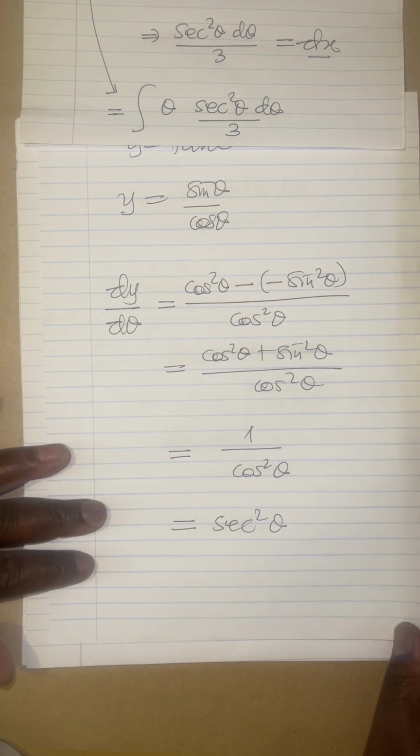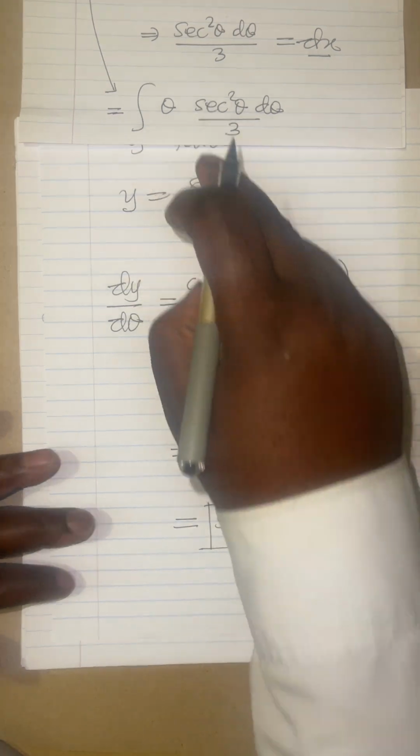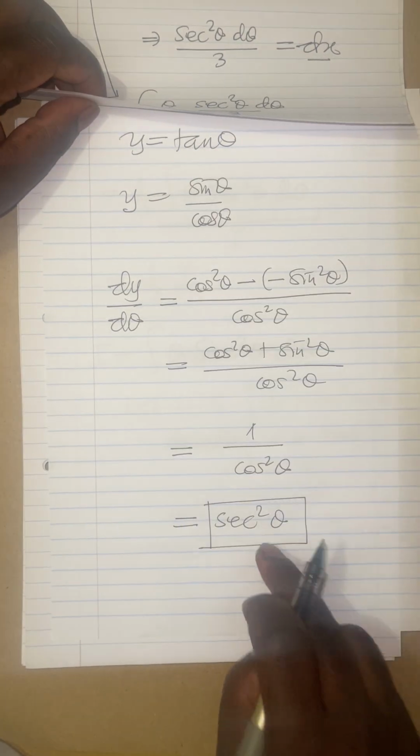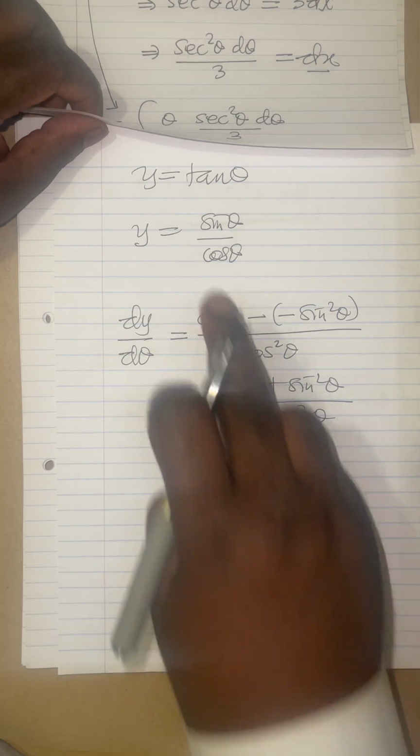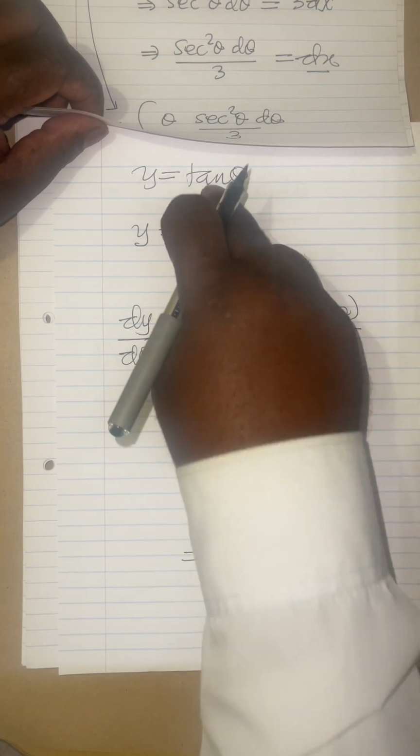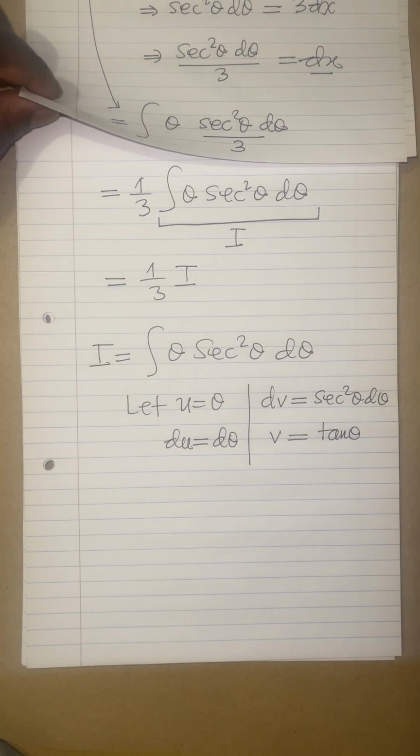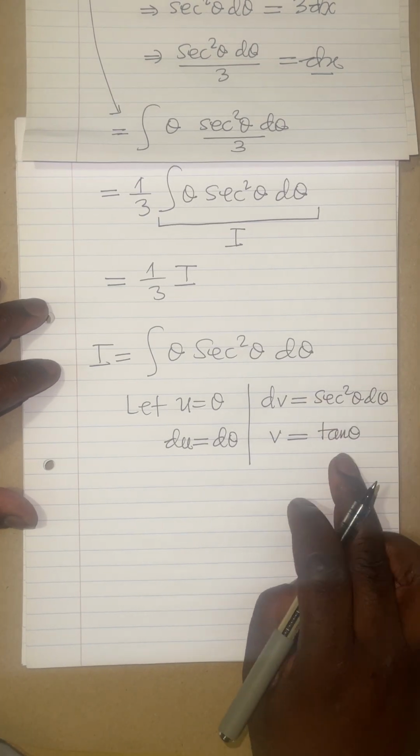So yes, it is correct to say that the integral of this is tan theta, because the derivative of tan theta equals sec squared, and therefore the integral of sec squared must give you tan theta. Right, let's carry on then. So we understand how that is obtained from that.